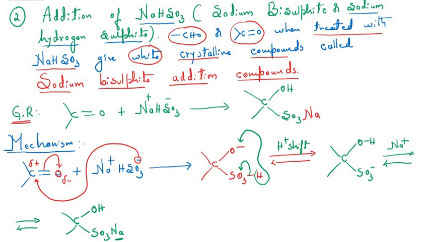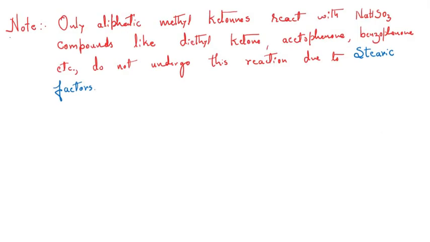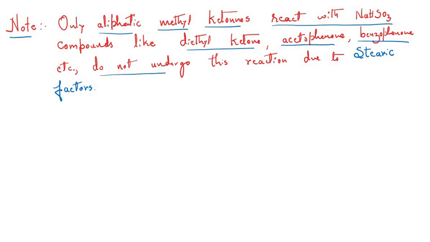Now we have to learn one important note of this reaction. Let us try to understand that note also. The note is, students, that only aliphatic methyl ketones react with sodium bisulfite. Compounds like diethyl ketone, acetophenone or benzophenone etc. will not undergo this reaction, and the reason is the steric factor, that is, overcrowding of the alkyl or aromatic part on the carbonyl carbon.